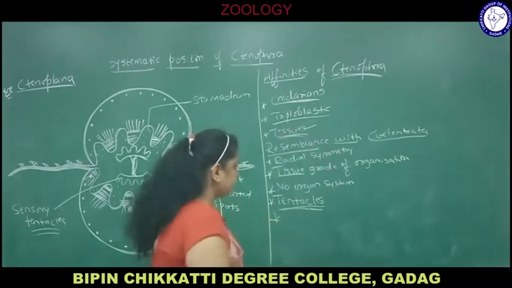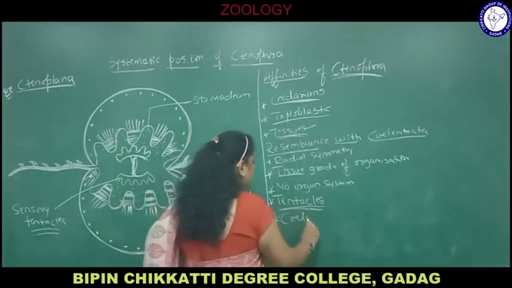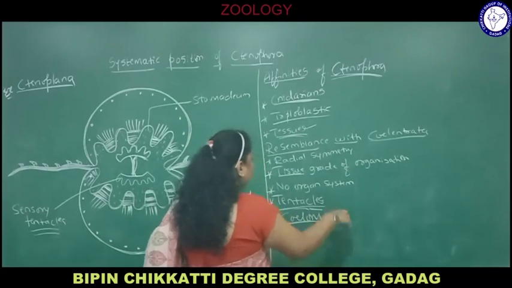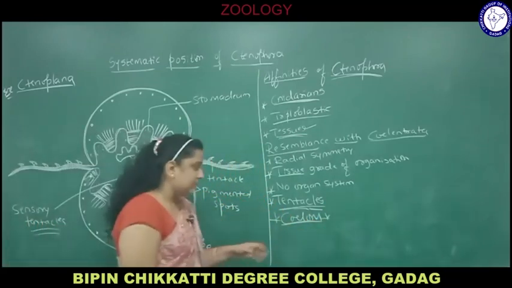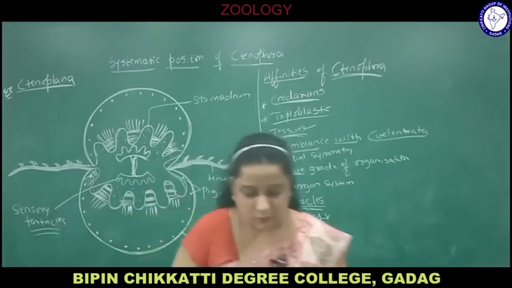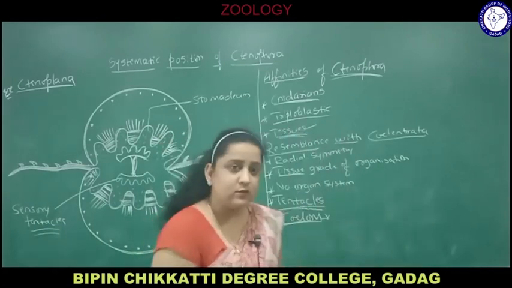Coelom is absent. Coelom, or the body cavity, is absent. Both have a cavity called the gastrovascular cavity, in both Coelenterata and Ctenophora. Next, diffused nervous system.